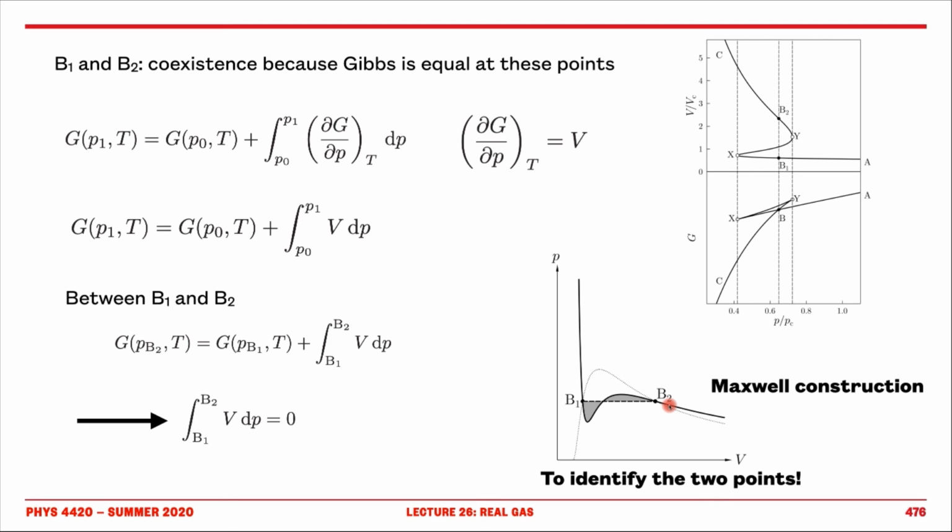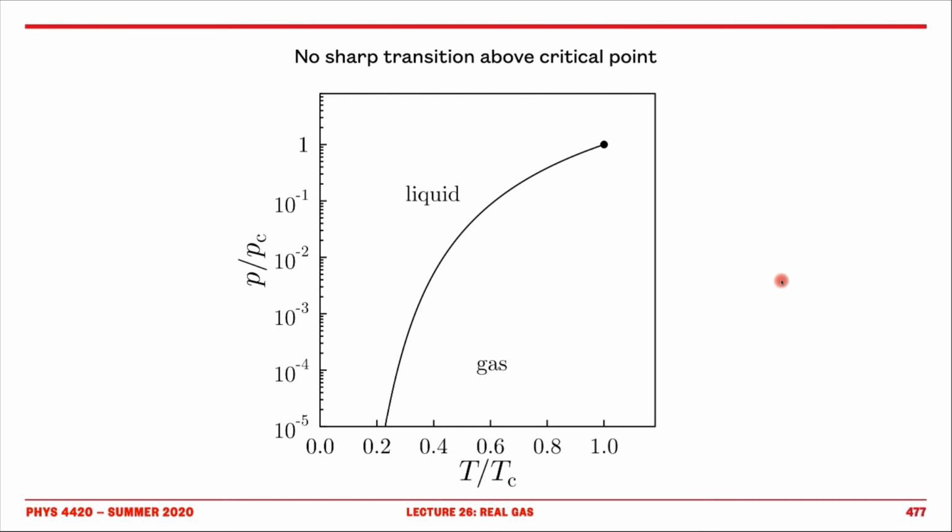Now, this is called the Maxwell construction, and this construction is completely explained by this, and it allows you to identify at which points on those curves, which pressure, correspond to the coexistence of a liquid and a gas. I think it's pretty nice from this model. Okay, we do not have that if we use the ideal gas law.